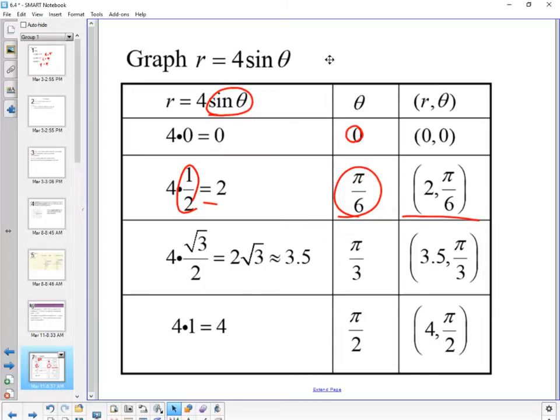Then we pick pi thirds. When we plug pi thirds in, we're going to get radical 3 over 2 as the sine of that. And then we multiply it out. We get about 3.5. There's our other coordinate for that. So they're coming in the form of r comma theta, that ordered pair r comma theta.